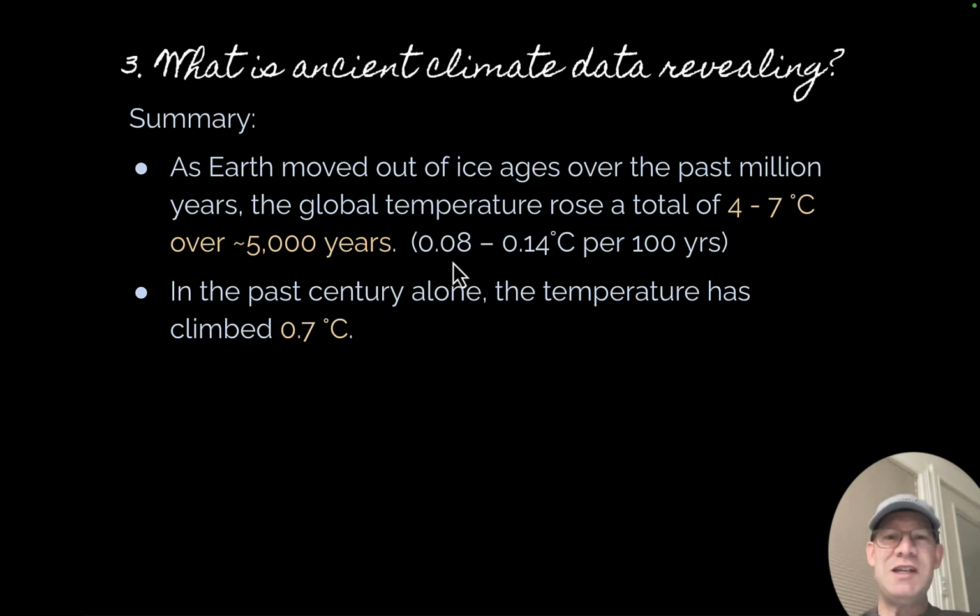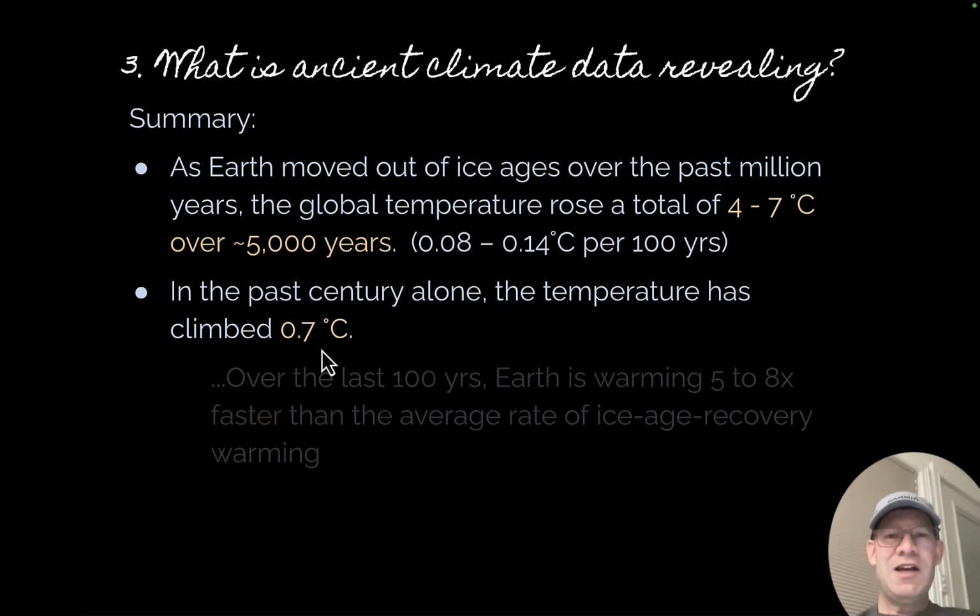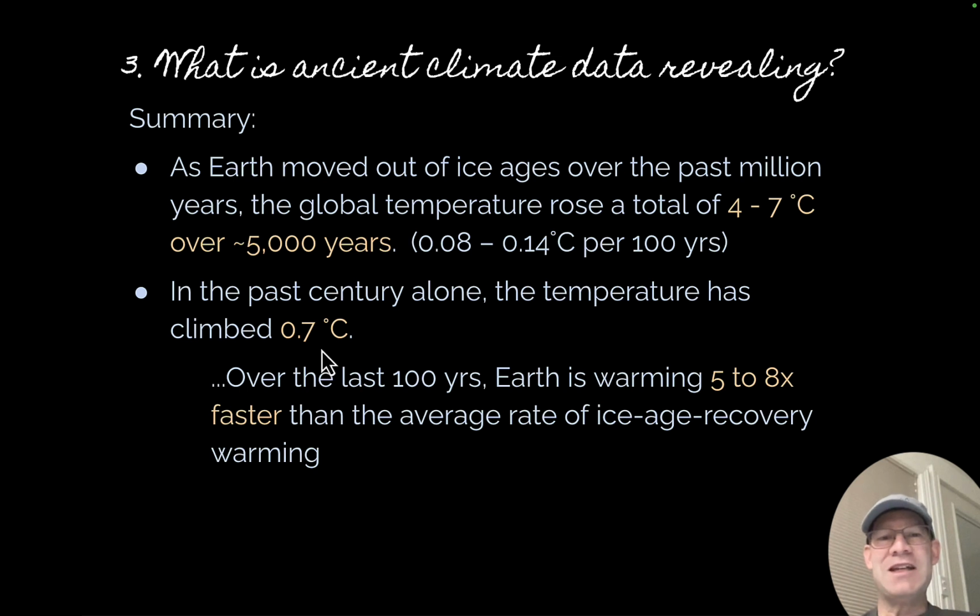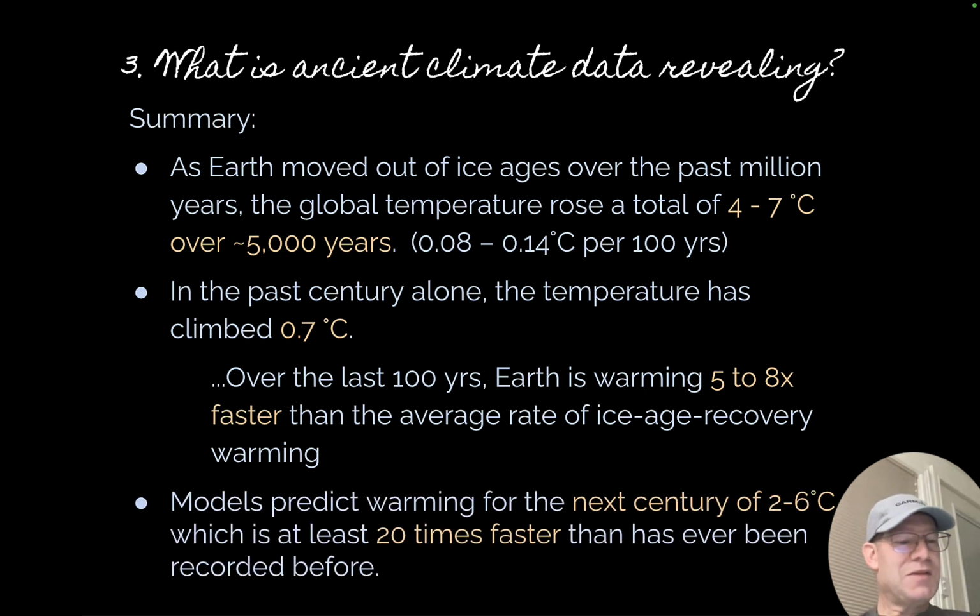So if we should be seeing this, and we're seeing this, that is about 5 to 8 times faster than the average rate of warming. So it's warming like we could expect, but that warming is 5 to 8 times faster than what we should be expecting. Okay. So the next part, models predicting the warming for the next century of 2 to 6 degrees Celsius.